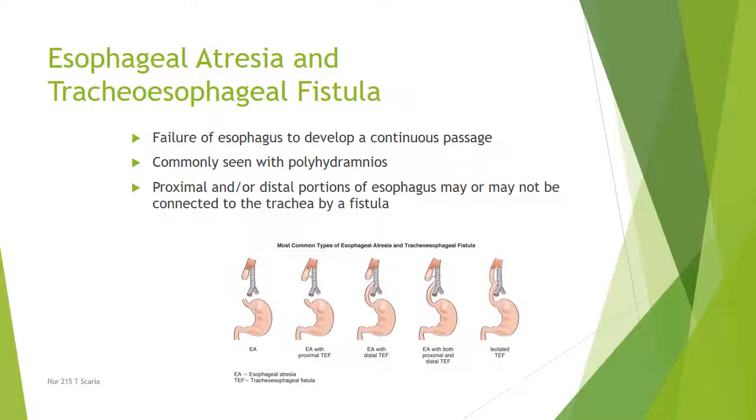Starting with esophageal atresia or tracheoesophageal fistula, it is the failure of the esophagus to develop a continuous passage, and it is commonly seen with polyhydramnios. Here, the proximal and or the distal portions of the esophagus may or may not be connected to the trachea by a fistula. So these pictures are the different variations you will see with the tracheoesophageal fistula and esophageal atresia. I just want you to pay attention to these pictures.